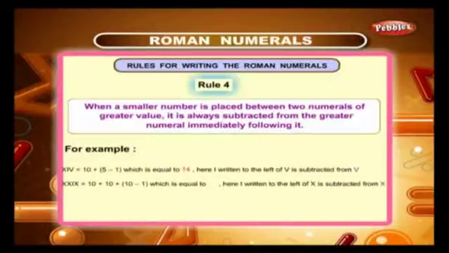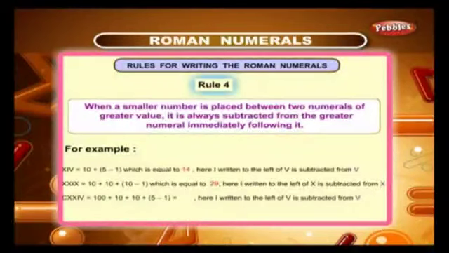XXIX equals 10 plus 10 plus 10 minus 1, which is equal to 29. Here, I written to the left of X is subtracted from X. CXXIV equals 100 plus 10 plus 10 plus 5 minus 1, equals 124. Here I written to the left of V is subtracted from V.